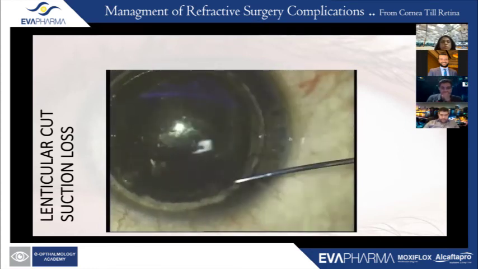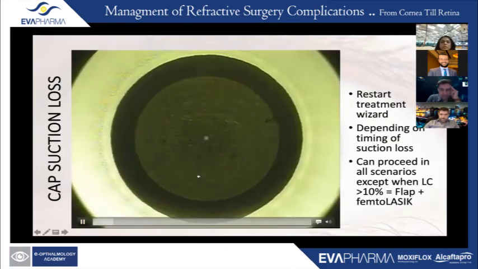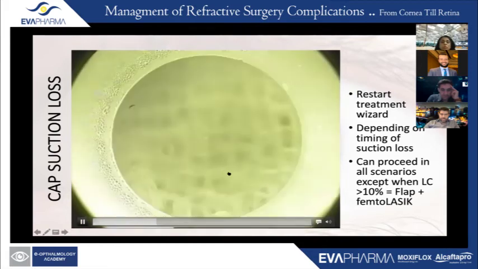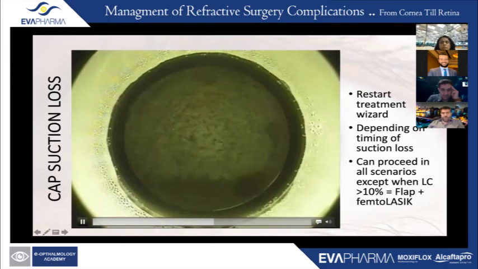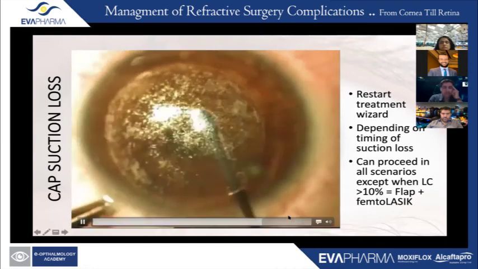So here's another case where there's a suction loss during the cap cut, and you can see the lenticular side cut all went smoothly, but then when the cap cut was there was a suction loss, and so it has been repeated again using the wizard, and then you go ahead and dissect as you would normally do.